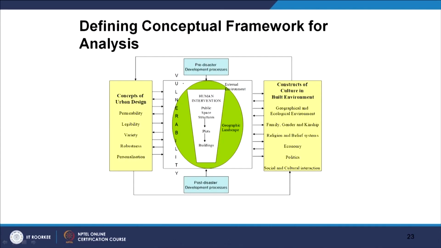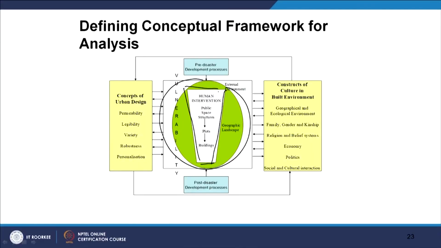Now I developed a kind of framework. What I did was I first divided this whole built environment into a kind of funnel type, where we have an ecological environment and a geographical landscape, and then the humans intervene and set up public spaces, structures, plots, and buildings. So this is the built environment component. On one side you have the pre-disaster influences on it and the post-disaster influences of it. But another side of it is the culture component, the structures which create an identity.